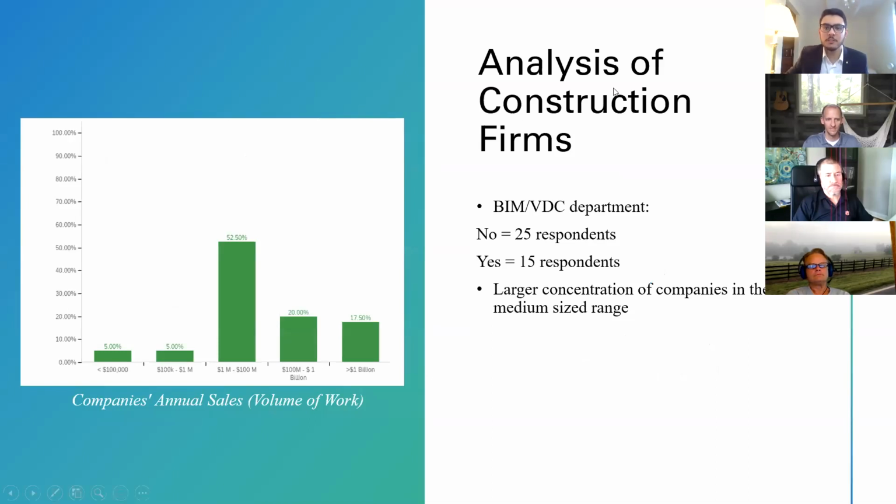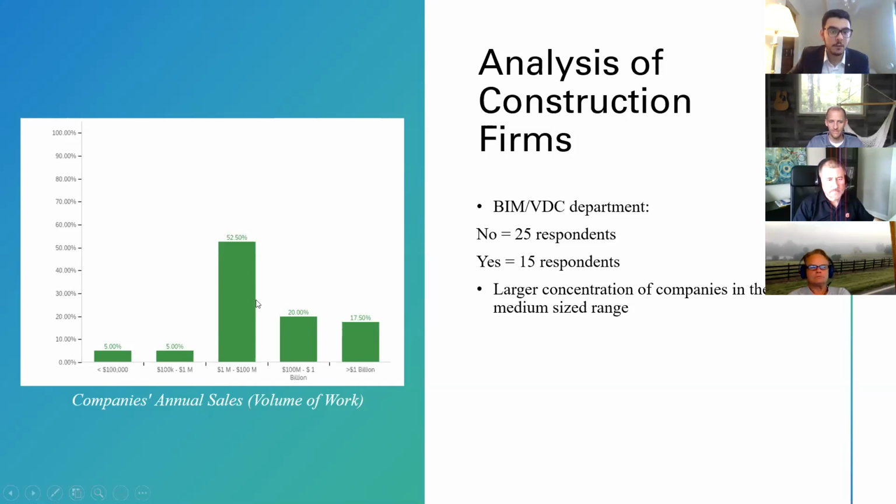Moving on to the construction firm analysis, we asked them, does your company have BIM or VDC departments? 25 of those 40 people responded that they did not have VDC departments at their companies. 15 companies responded with a yes. And to understand the annual sales of work for those companies, we also tried to understand whether there was a correlation between having a VDC and BIM department and their annual sales or volume of work.